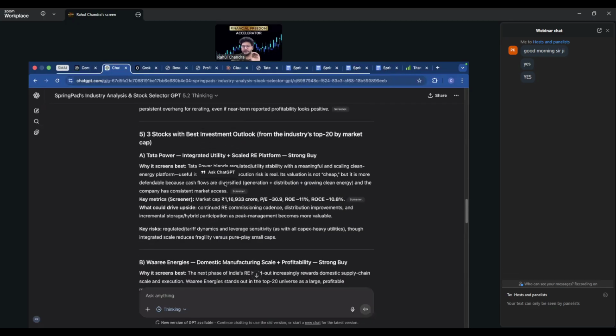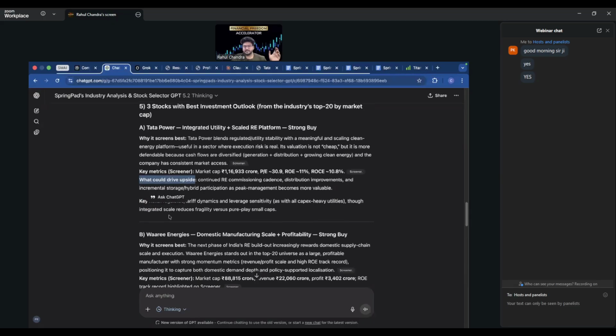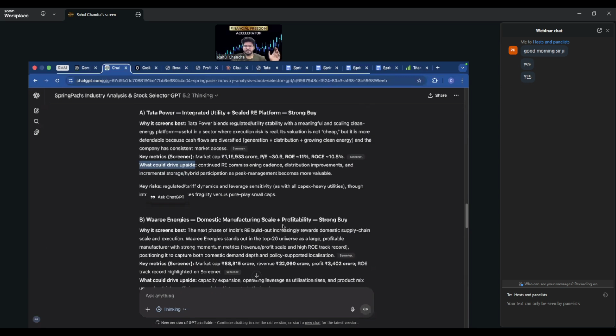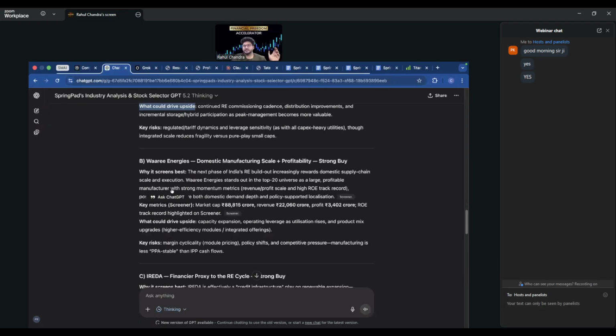And best three is not arbitrary. So, for example, it says Tata Power. It has an integrated utility. It has a scaled renewable energy platform. And it tells you why Tata Power. It tells you the important metrics and it also tells you what could drive upside concisely. Okay. Same for Waaree Energies, domestic manufacturing scale plus strong profitability. Okay. Why Waaree? What are its financials? What are the key metrics? And what could drive upside?